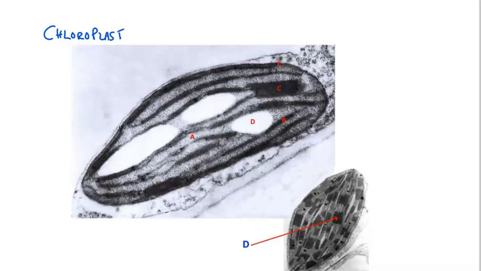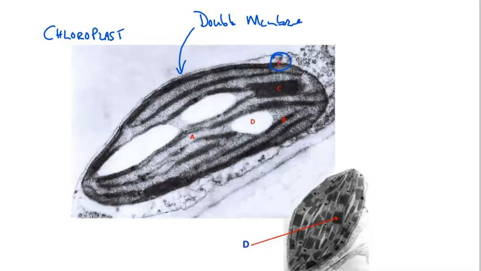Now, the chloroplast, like the nucleus and like the mitochondria, if we look carefully at the membrane here, we see that we have a double membrane, indicated here by structure E. I've labeled that. So we have a double membrane.